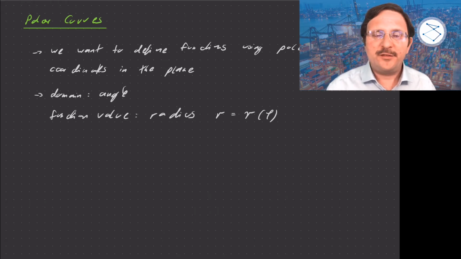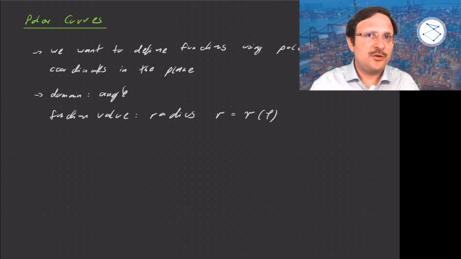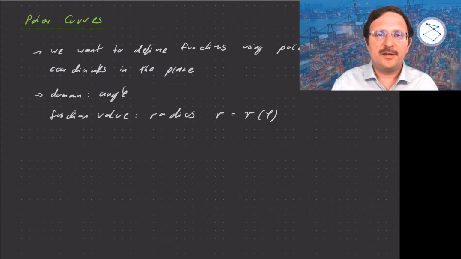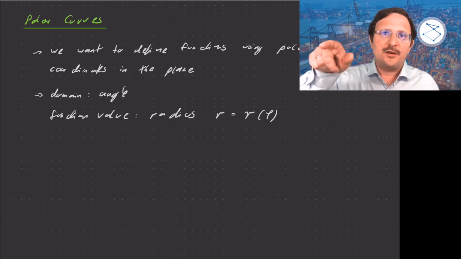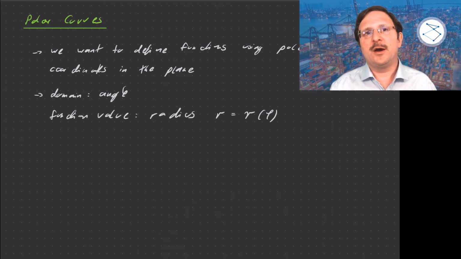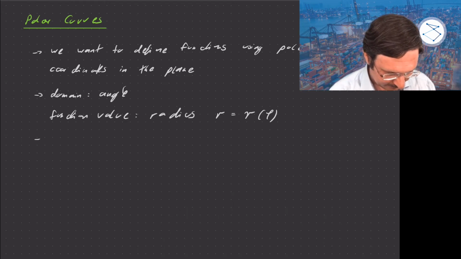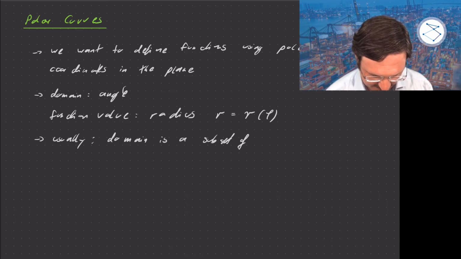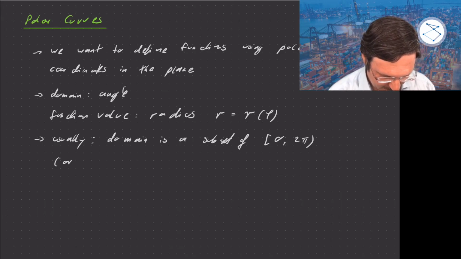And that also means the domain is usually restricted to 0 to 2 pi or a suitable subset, or of course any suitably translated version of that. There's usually a restriction on the admissible input, which means you can do a full rotation, but not more and maybe less than that. So usually the domain is a subset of the set 0 to 2 pi, or a suitably translated version of that.